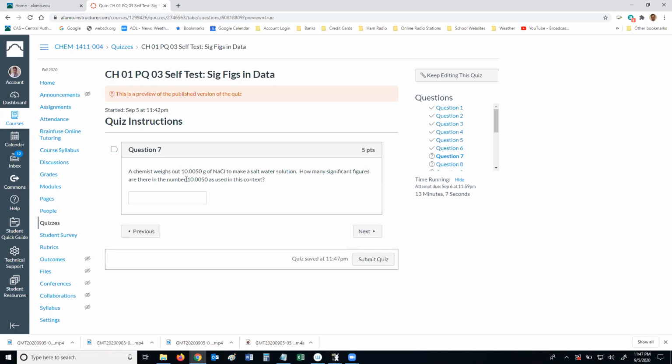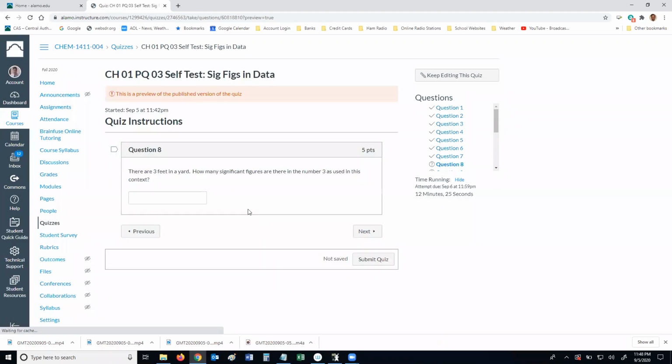Then we've got a 5 down there that's also non-zero, so it's significant. We've got a string of 3 zeros between the 1 and the 5, which are significant because they are zeros between significant digits. And then the 0 at the end of the number is to the right of a decimal point and is preceded by a significant digit, that 5. So all of those digits have been classified as significant. And we have 1, 2, 3, 4, 5, 6 if we count the digits. They're all significant. So 6 significant figures.